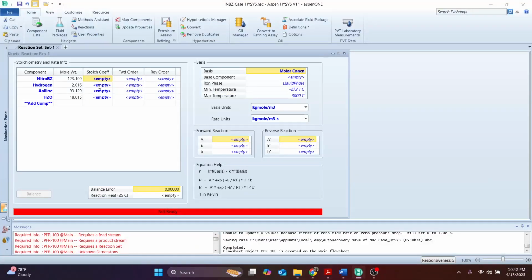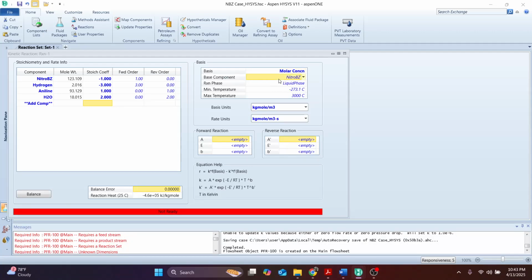And for the reactant, as they will deplete, or reduce and decrease in concentration, there will be a minus sign. Don't forget it. That means minus 1, and then hydrogen minus 3. Aniline is 1 plus 1 and H2O is 2. And the balance is 0, which means that it is all balanced well.